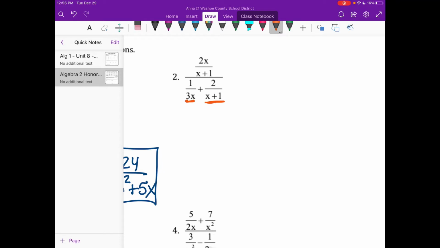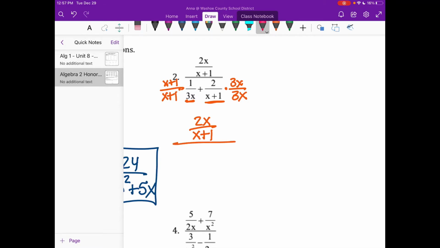So 3x is the first denominator, and then x plus 1 is the second. Now, there's no way to turn the 3x into an x plus 1 or the x plus 1 into a 3x, so we do need to multiply them by each other. So my first fraction is going to get multiplied by x plus 1 over x plus 1. The second one's going to get multiplied by 3x over 3x, like that. Okay. The top is still the same, so leave it alone.